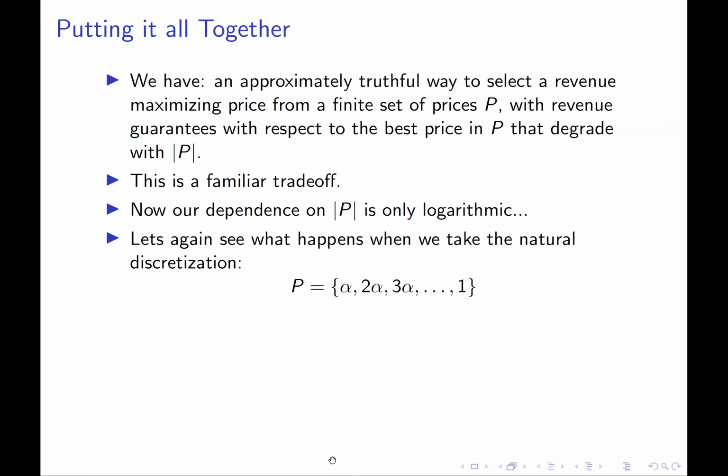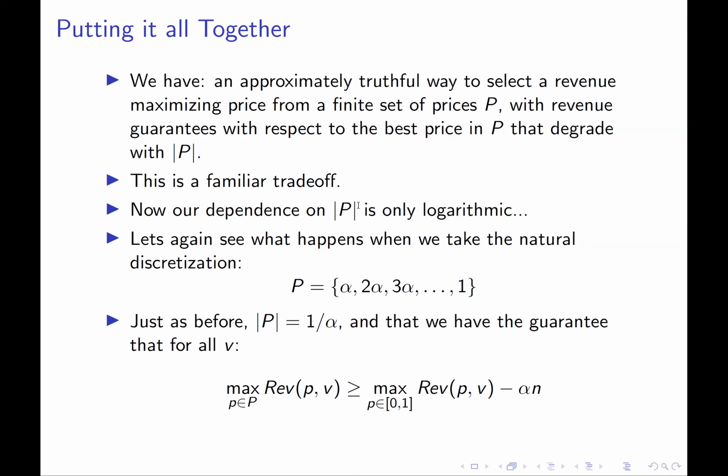And so let's walk through this trade-off again. So again, we can't use this tool to select amongst all possible prices between 0 and 1. There's too many of them, but we can try to parameterize a natural discretization, all of the prices between 0 and 1 that are some multiple of alpha. And just as before, we know that as a function of alpha, the size of this set of prices is exactly 1 over alpha.